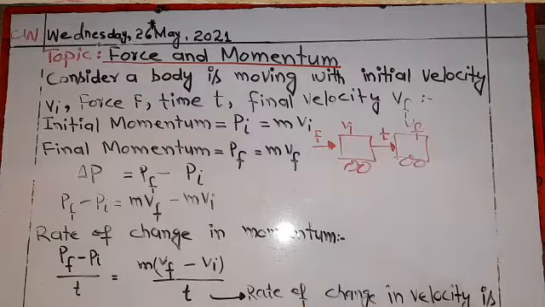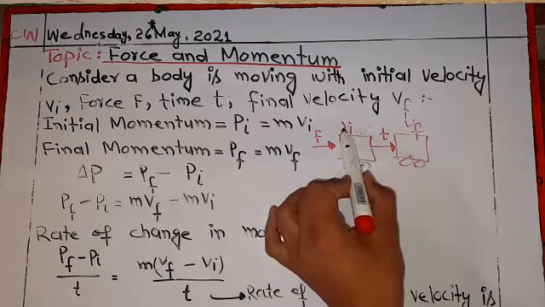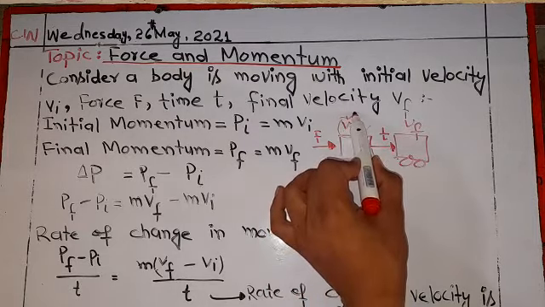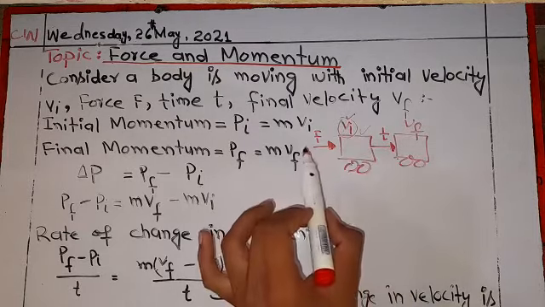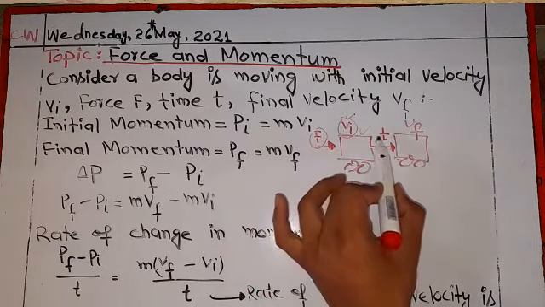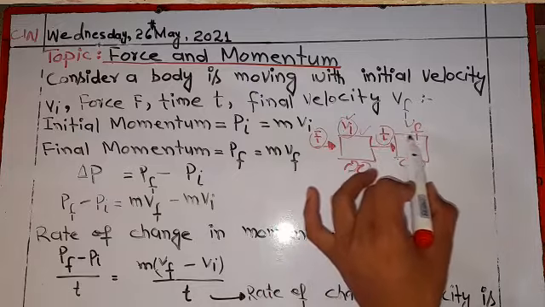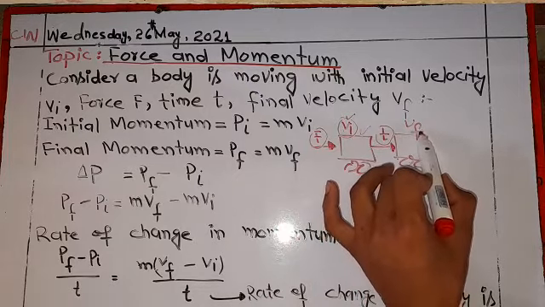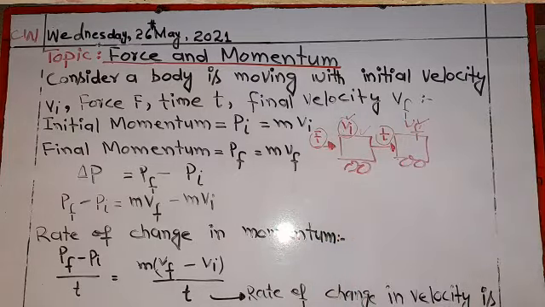I am repeating this. Consider a body moving with its initial velocity Vi. After some time t, when we apply force on it, its velocity becomes the final velocity Vf.